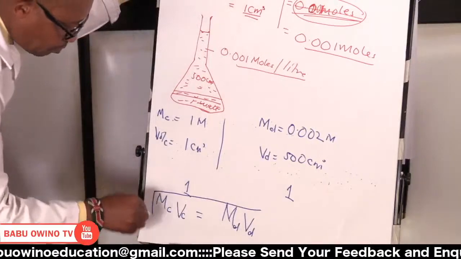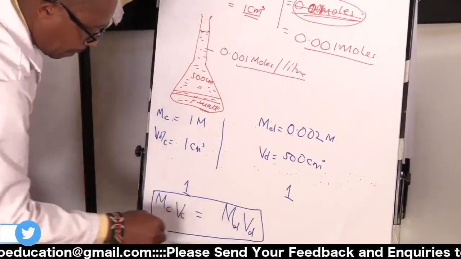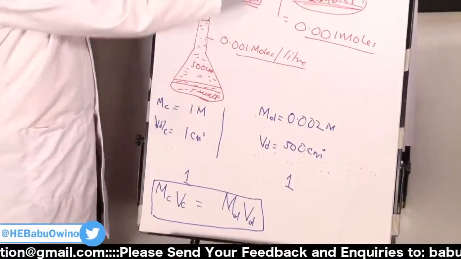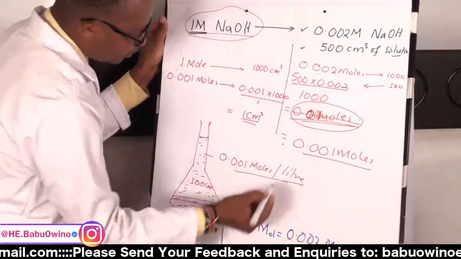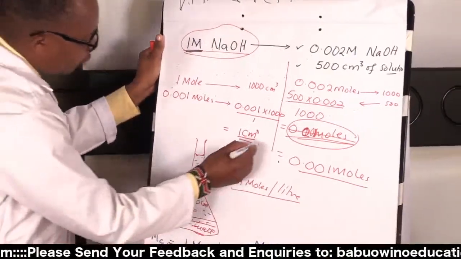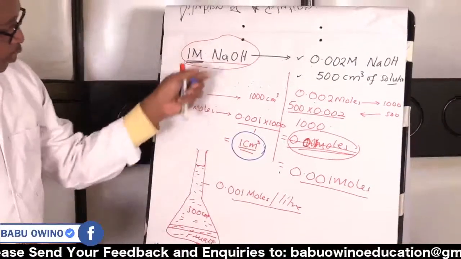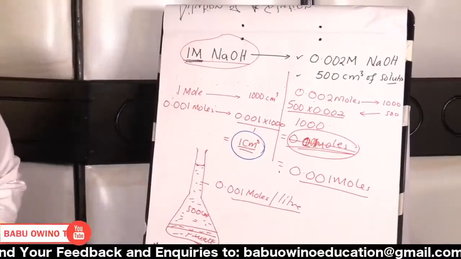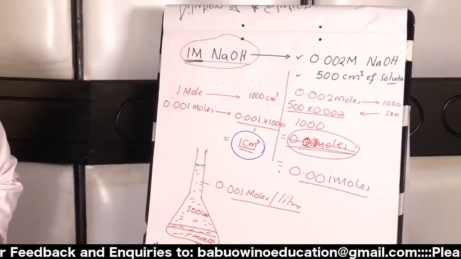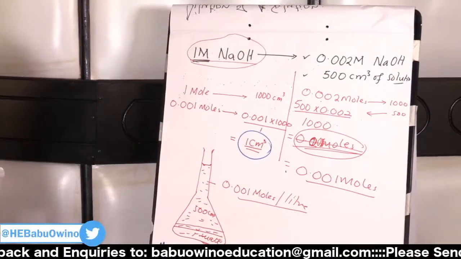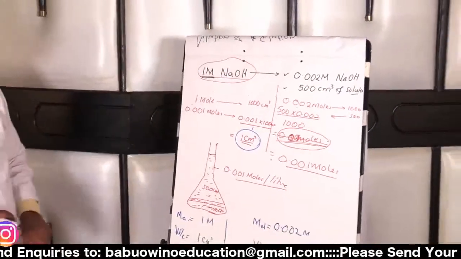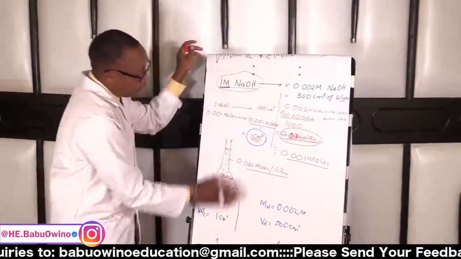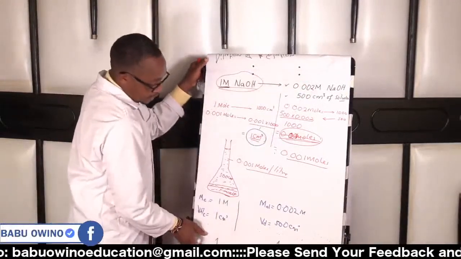So this is method number 2. This is method number 1 of determining the volume of the concentrated solution that you require, the volume of the concentrated solution that you require to fetch from here and to make that kind of thing.